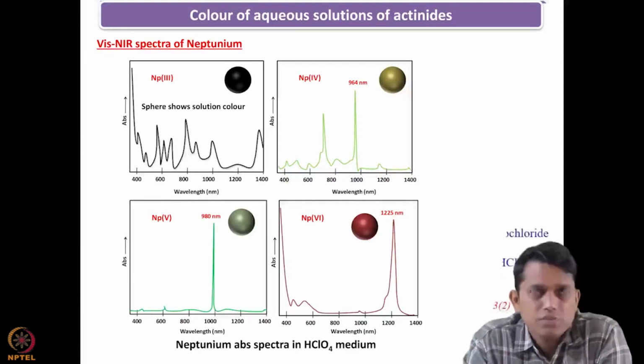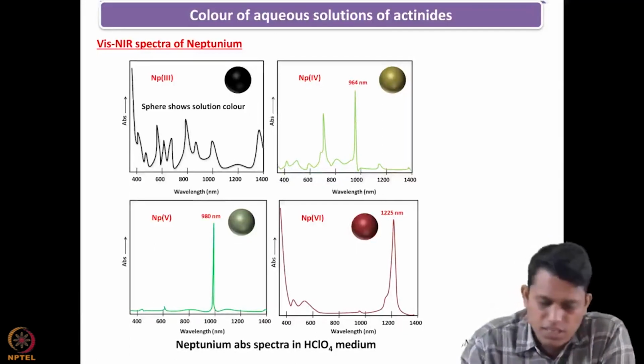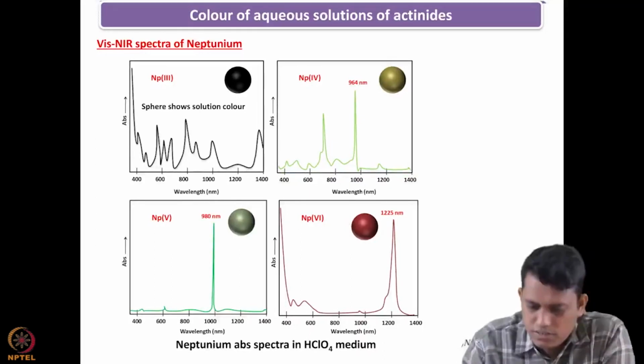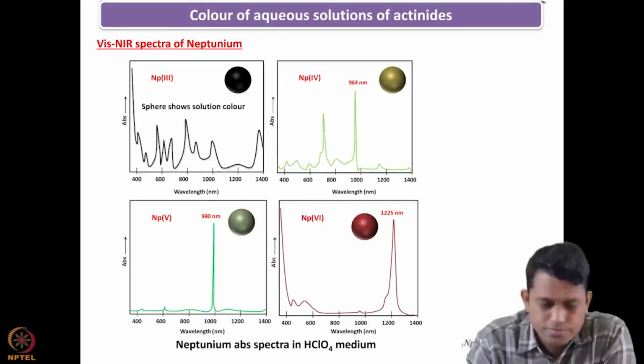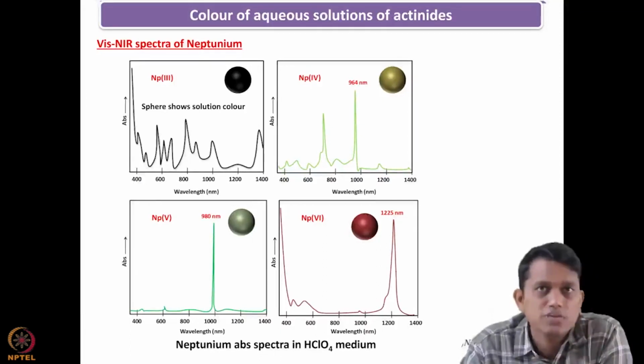Again, we have seen the spectra of neptunium with different colors and with different wavelengths. And here again, if you correlate with the color, you can see this region, maybe up to 700 or 750, you are getting some peaks here. Here also you are getting some peaks. So here you see, although this intensity is very low, still it is enough to give you very good color.